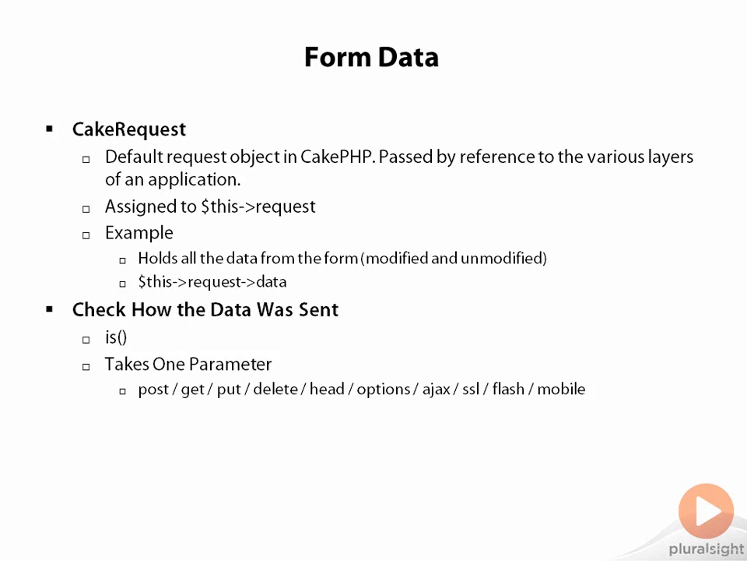When a form is sent, we sometimes need to know whether it was sent via post or get, or any of the other parameters available to us. In order to do that, in cake.php, we would use the is method. The is method takes one parameter. You have a list of parameters to choose from. You can use post, get, put, delete, head, options, Ajax, SSL, Flash, or mobile. For example, we would use this request and then the is method and pass in the parameter post.